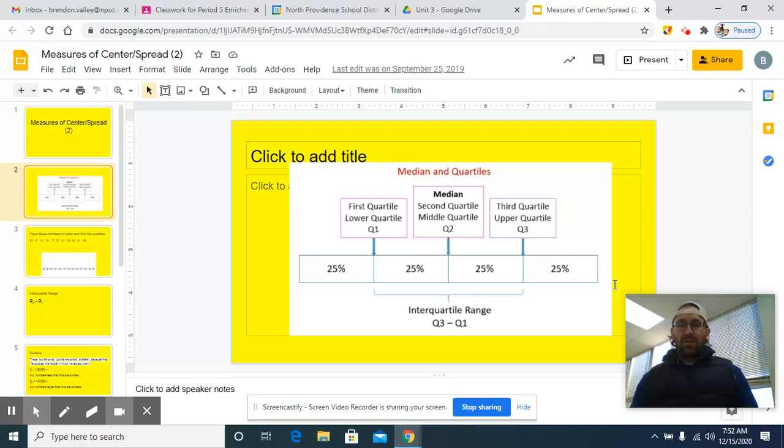And if you were going to find something called the interquartile range, you would subtract quartile 3 minus quartile 1. This is an important little guide here. What I would do is I would pause this, screenshot it, and copy it down into your notebooks. That's important.